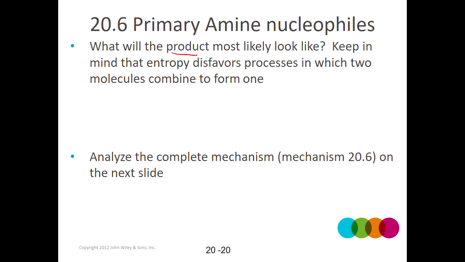So what are these products going to look like? I want to keep in mind the effects of entropy on the process for when we combine two molecules into one. Right? So if we go with an analogy similar to the reactions we were just looking at, we could imagine the carbonyl compound. Right, we just saw it react with alcohol.